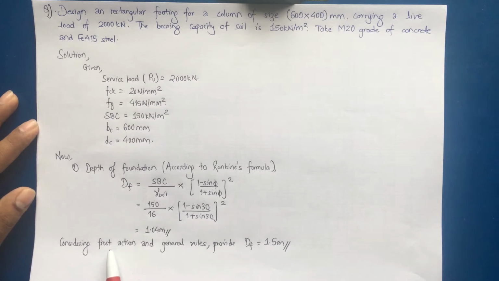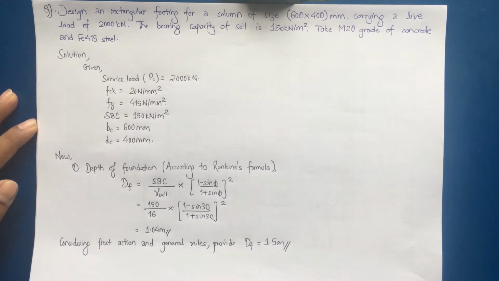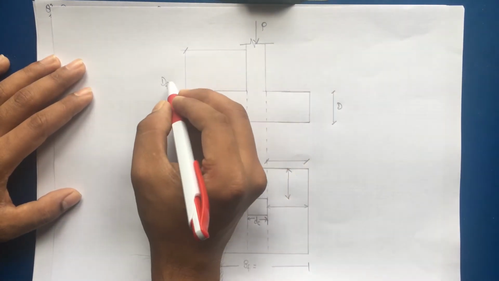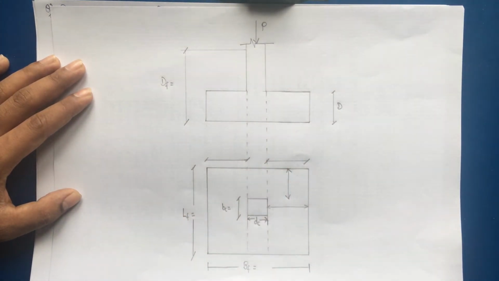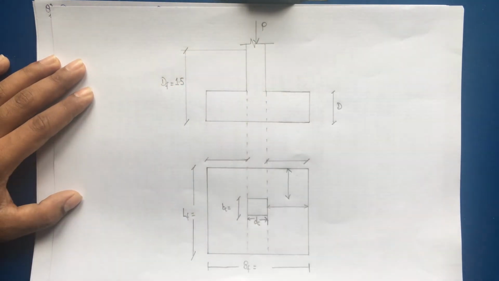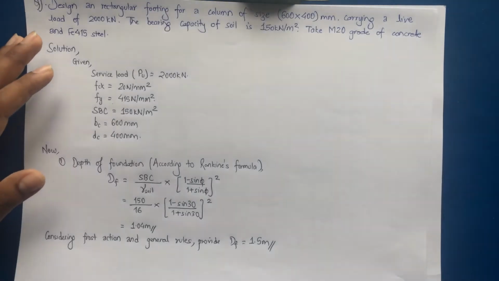But in general practice, and considering the frost action, that is during cold weather, we have to provide depth of foundation at least 1.5 meter. So we'll take depth of foundation as 1.5 meter. So the very first step, the depth of foundation, has been calculated. Now coming back to our figure, we can write depth of foundation as 1.5 meter. Similarly, now let us go to the second step.